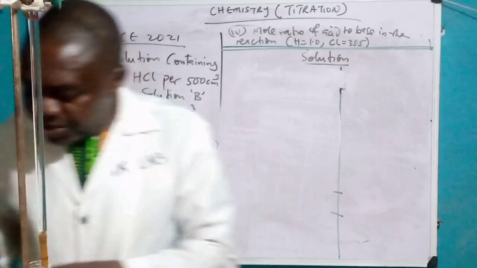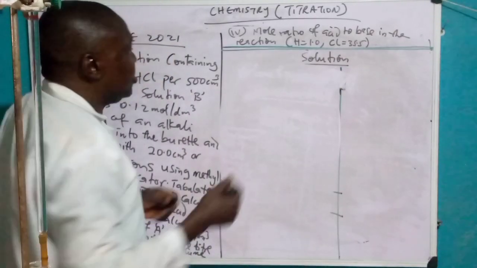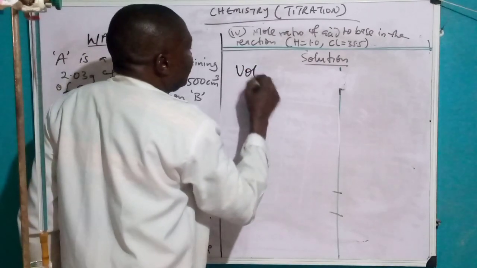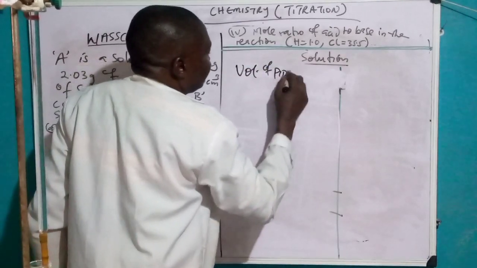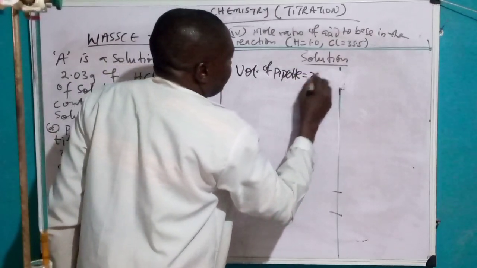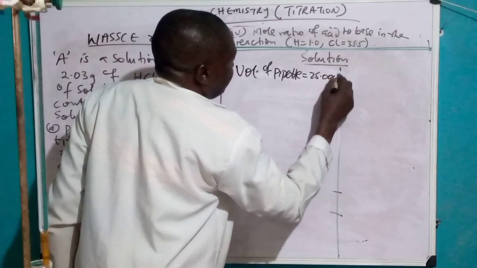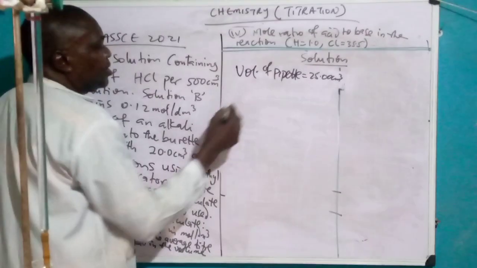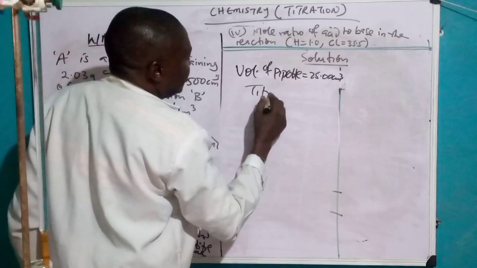Before we carry out the titration, let's try something. Let's draw the table. First of all, write the volume of pipette, 25.00. Okay. Then draw the titration table.